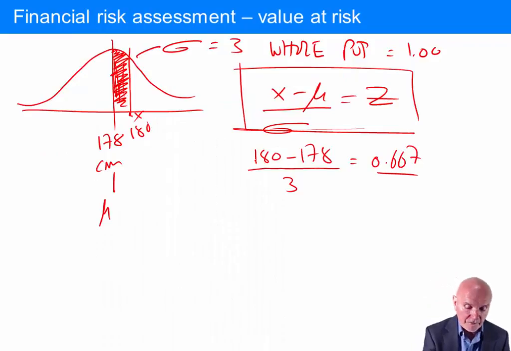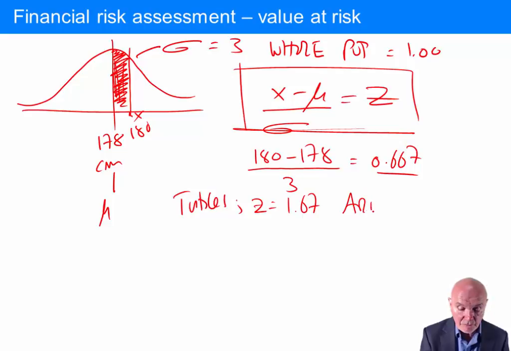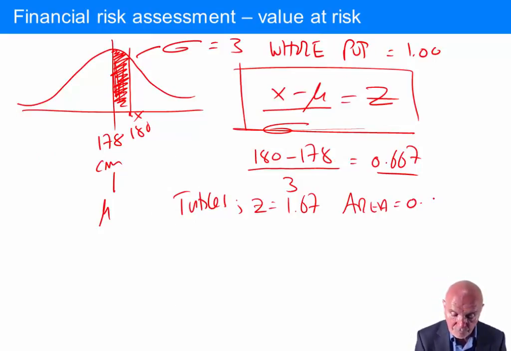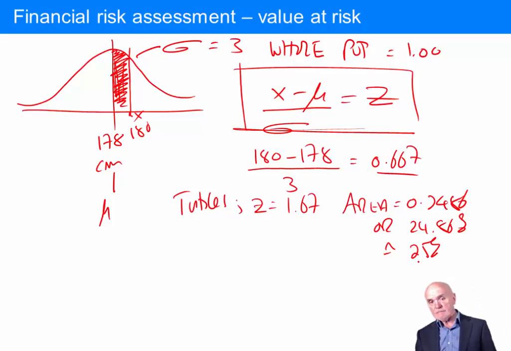So we go from the tables where Z equals 0.67, the area or the table figure, I've forgotten what it is, I think it was 24.67, 24.86, or 24.86%, approximately 25%. So about 25% of the population is between 178 and 180 centimeters.